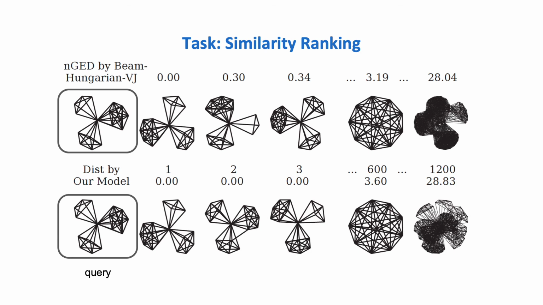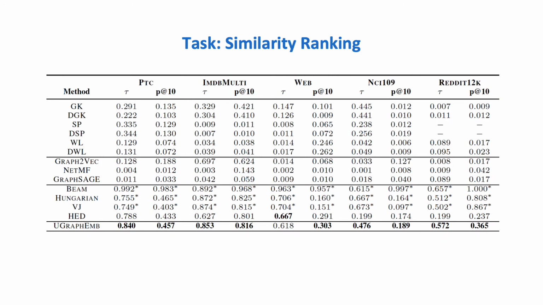This is illustrated in a similarity ranking task. Our model can do better than the search-based model, illustrated on the top of the slide. They are only able to find one isomorphic graph in the database, but we are able to find 3 of them. This is a comparison with the rank correlation coefficient and the precision across different databases, and not surprisingly, we are better than other graph-level embedding approaches.